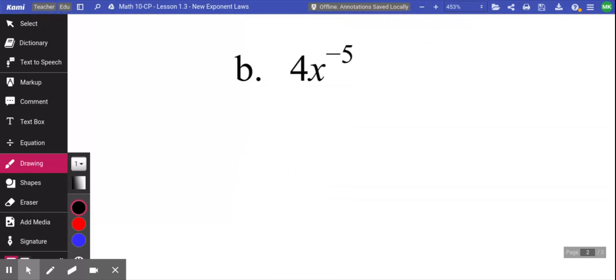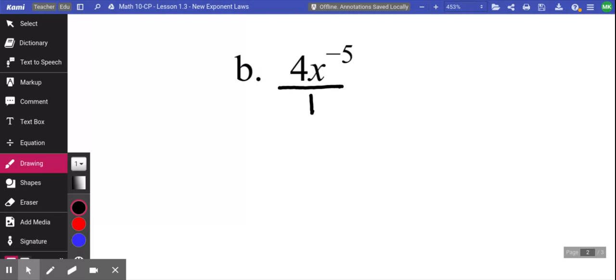Let's look at B. Okay, there's two tricky parts to B. First part is realizing that this is an invisible divide by 1. Right? Anytime you don't have a fraction, turn it into a fraction. Cool. Second hard part. The second hard part is figuring out what has an exponent that's negative and what doesn't have an exponent that's negative.